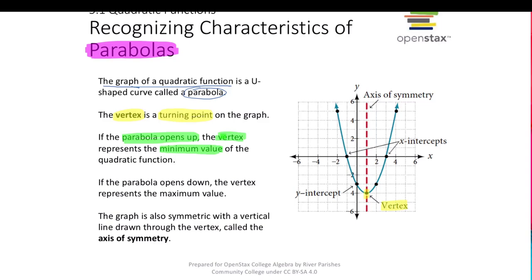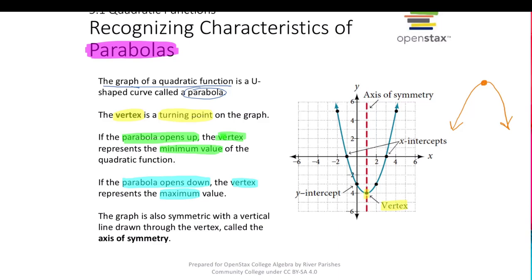That means if a parabola opens down, guess what? It means that the vertex is the maximum. And let me just draw an example on the right here. Here's a parabola that opens down. Here's the vertex. You can clearly see that the vertex is the highest point on this graph. So that would be a maximum.